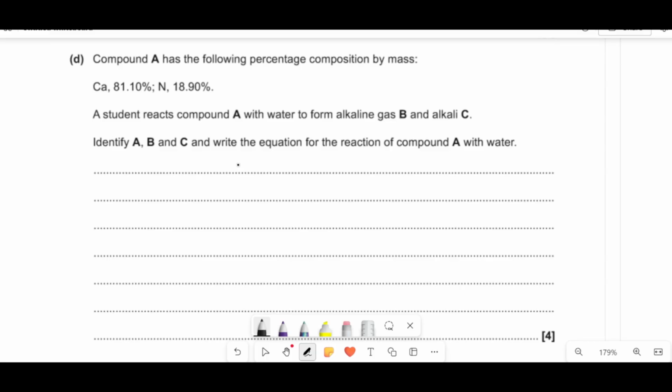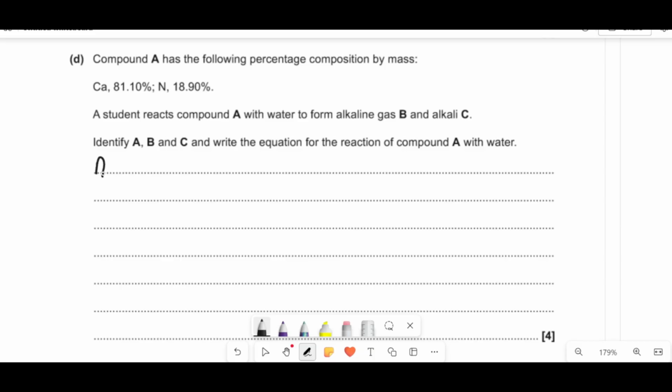Compound A has the following percentage composition by mass. A student reacts compound A with water to form an alkaline gas B and alkali C. Identify A, B, and C and write the equation for compound A reacting with water. So if we have a think, we can at least figure out what this thing is by using a bit of empirical formula calculations.